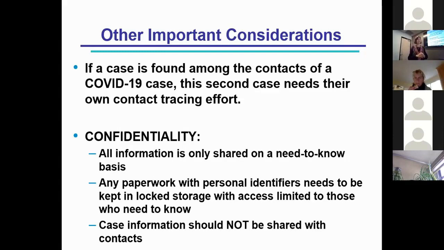And then in terms of confidentiality, and we'll talk about this more during the demonstration, information is only shared on a need-to-know basis. So all of this information is confidential. When you make a phone call to a contact, you are not saying, oh, you're a contact to so-and-so. You're not providing information about the case. You're saying, we understand you may have been exposed to COVID-19. So we're not sharing that information with each contact. They may already know because their friend may have called them or their colleague may have called them, but it's not our job to inform them about with whom they may have been in contact. And paperwork with personal identifiers, as usual, confidential information, keep it in a locked, stored place.